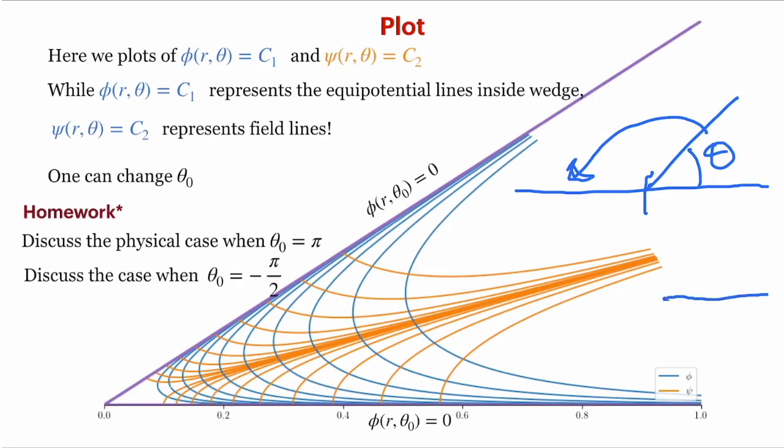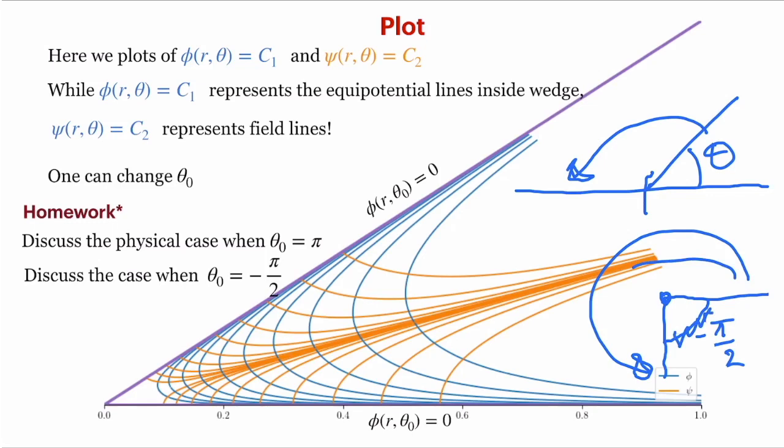You could take up another problem when theta naught is minus pi by 2. In this case, you have an interesting situation where there is a sharp edge, and you are going to study the field here. This is not the region of interest. This is just to show what the angle theta equal to minus pi by 2 looks like, but you have to study the field in this area.